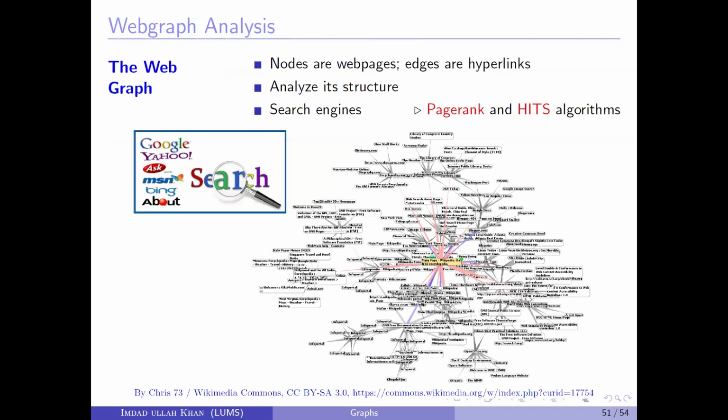The entire web is a huge graph where different web pages are connected to other ones using hyperlinks. And that actually helps in the search algorithms deployed by different search engines.